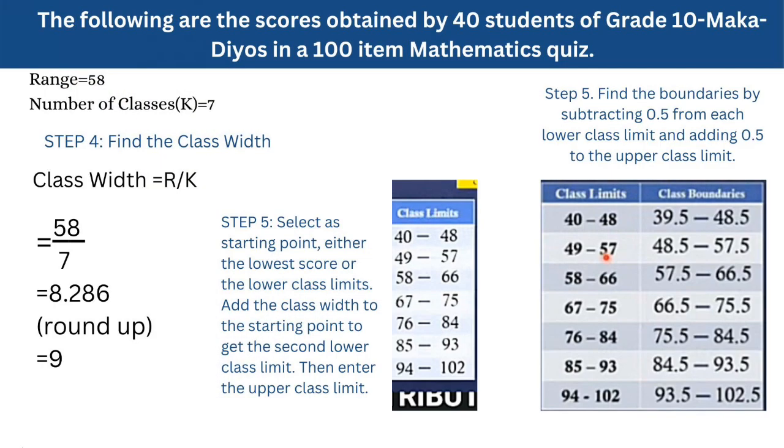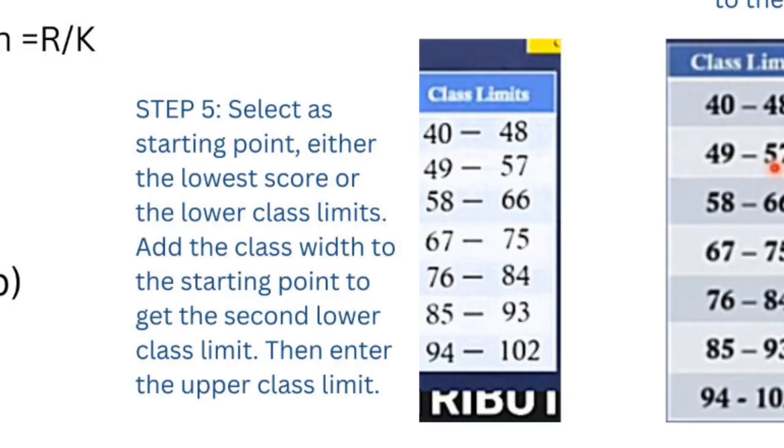Next is step 5, which is the class limits. With this, we need to find the lower class limits and the upper class limits. So for the first step, we need to determine the lowest score, which is 40. Then with our class width, we just need to add 9. So 40 plus 9 is 49.